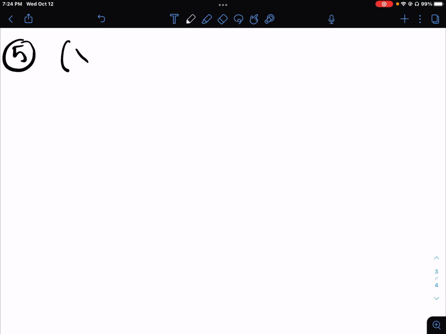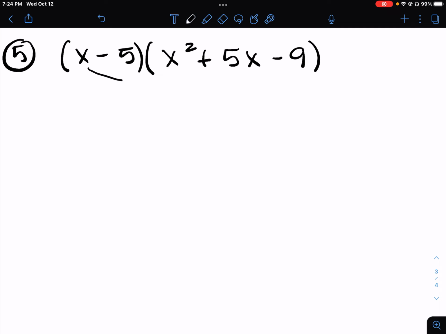Number 5 is more multiplication. This time there's 2 things in the first parentheses. So we're going to first multiply that x times everything. X times x squared. X times 5x. X times -9.